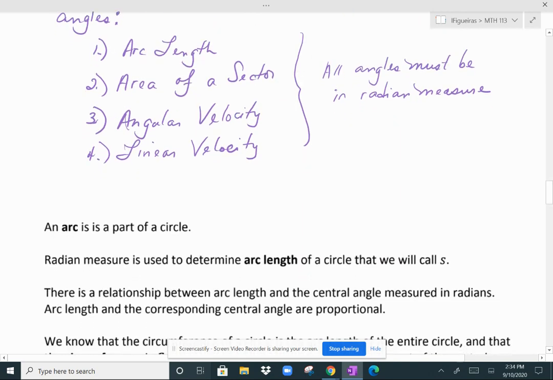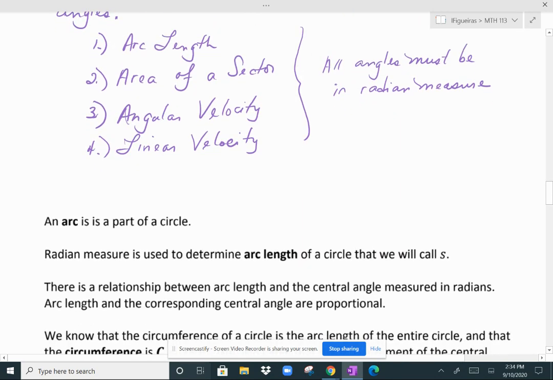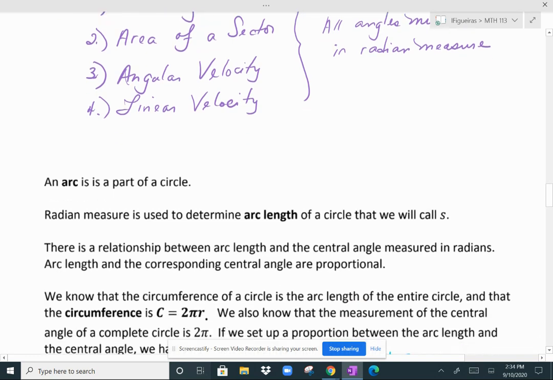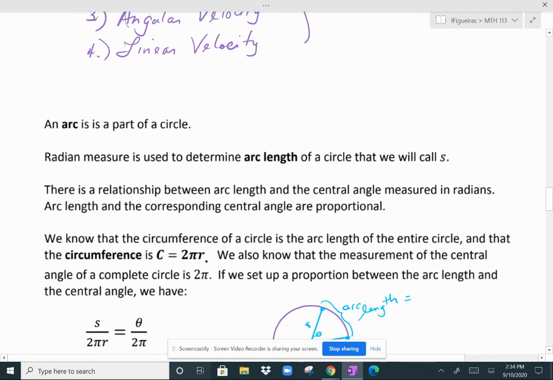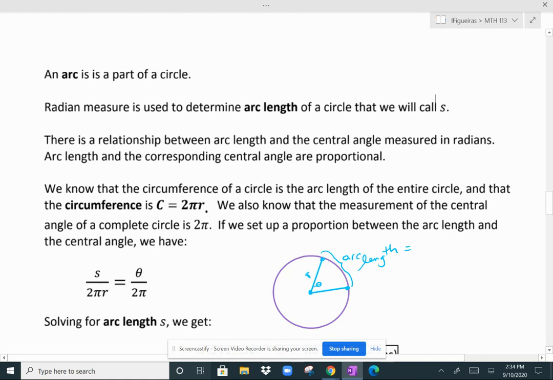Okay, so let's start with arc length. What's an arc? So an arc is a part of a circle. So it's like a piece of the rim of the circle. So we use radian measure to determine arc length, and we're going to call that arc length S for arc length. So there's a relationship between arc length and the central angle measured in radians. And so this is just showing you where the formula is coming from.